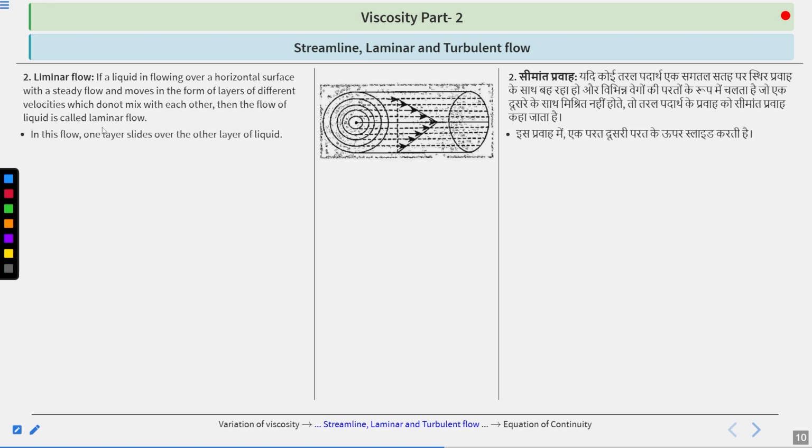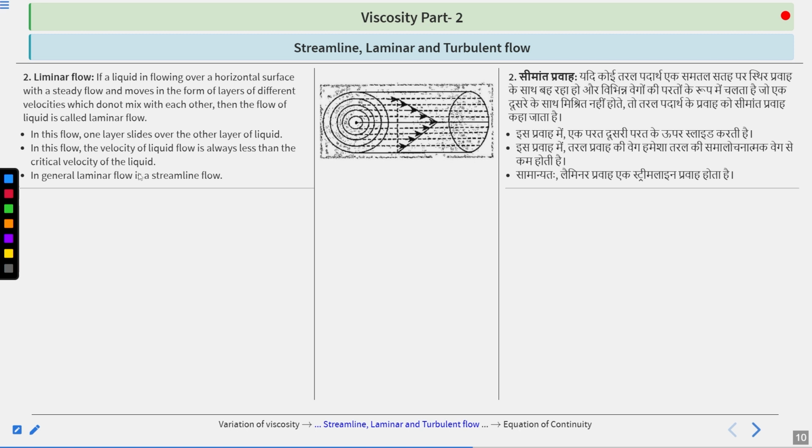In this flow, one layer slides over the other layer of liquid. In this flow, the velocity of liquid flow is always less than the critical velocity of the liquid, because if the velocity of liquid flow becomes higher than or equal to the critical velocity, automatically this laminar flow transfers to turbulent flow. And as long as it is lower than it, it is laminar flow. In general, laminar flow is a streamline flow, but the condition of having the same velocity is not applicable here. This condition is different.